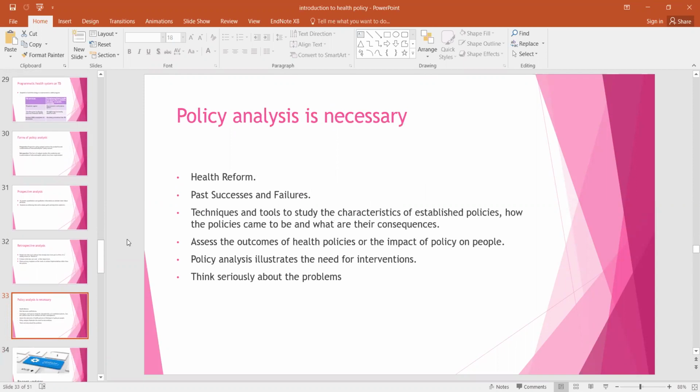Why is policy analysis necessary? Policy analysis is necessary for new health reform, for learning past successes and failures, and for techniques and tools to study the characteristics of established policies, how policies come to be and what their consequences are, and to assess the outcomes of health policies or the impact of policies on people. Policy analysis illustrates the need for intervention and makes us think seriously about the problem.